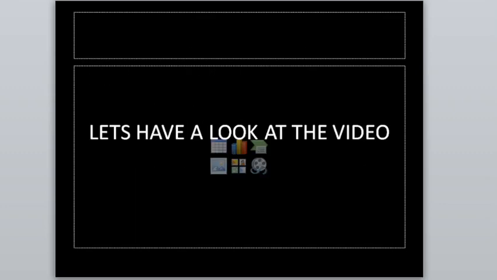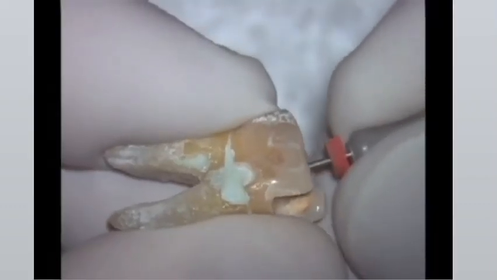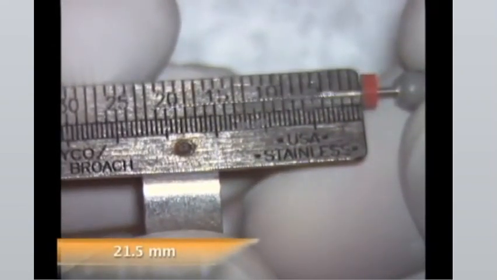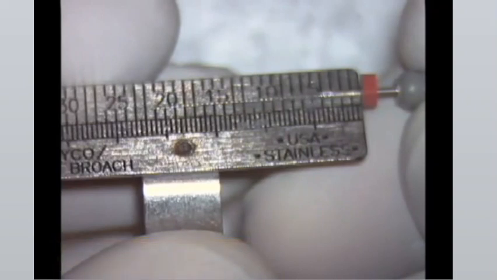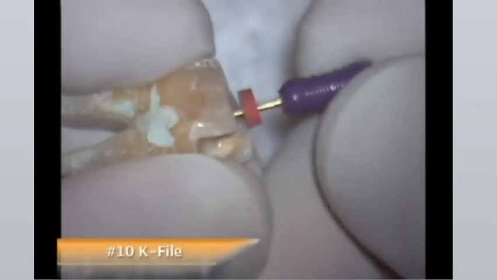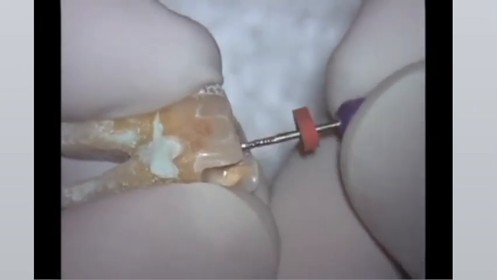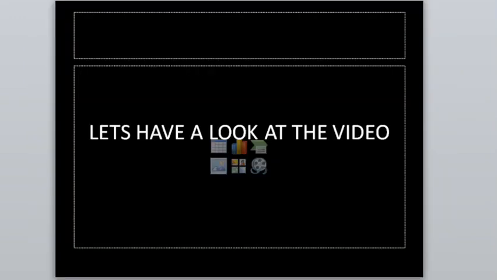Now let's have a look at the videos. You can see over here there is minimal watch winding. When the 8 number goes, most likely the 10 number would also go, but the 15 number would resist going. So when your 8 goes, your 10 usually goes to length. See, this is the watch winding motion. You can have a look at it.